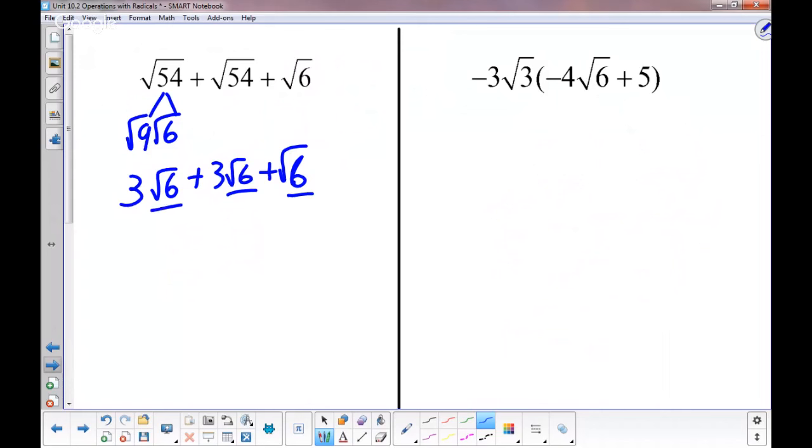All right. Look at it. All three of them have the same radical. So we add up our coefficients. It's 3, 3, and hopefully you know, because there's nothing out in front of this, it's an automatic 1. So my answer here becomes 3 plus 3 plus 1, which is 7, and then the square root of 6.